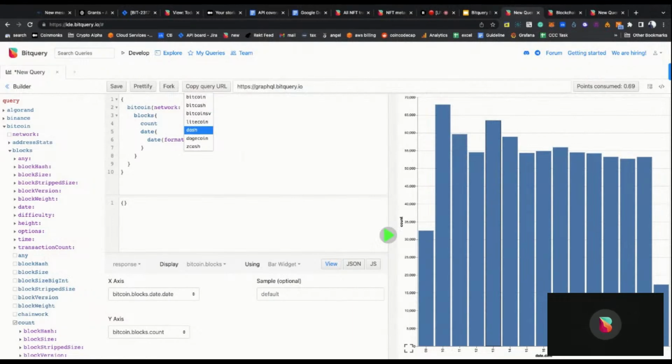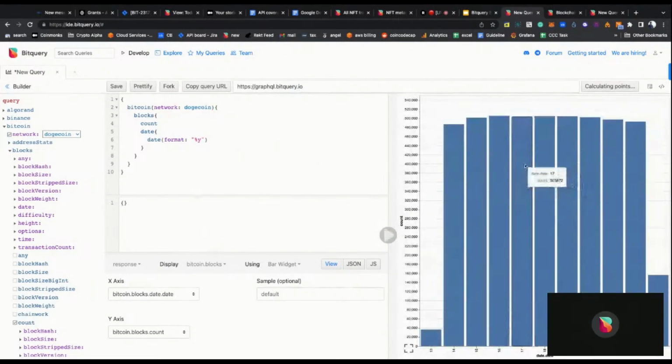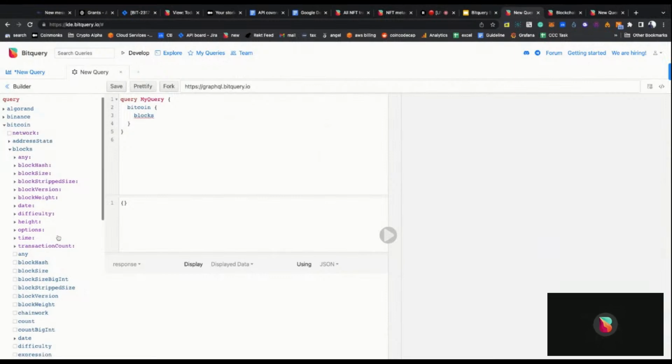For example, if you want to see Litecoin, you see these many blocks on Litecoin. Let's say Doge, similar. So it's pretty easy, and eventually you can just write a simple query. For many people who do not understand GraphQL, it's pretty easy. It's similar to SQL, but easier in terms of reading. We have this builder, where you can just click and create queries. For example, like this. Let's do the same thing.